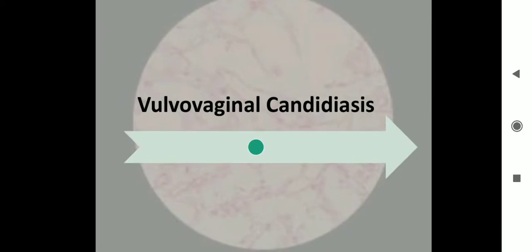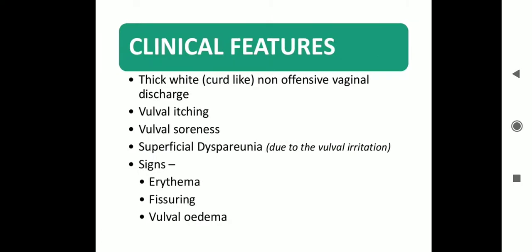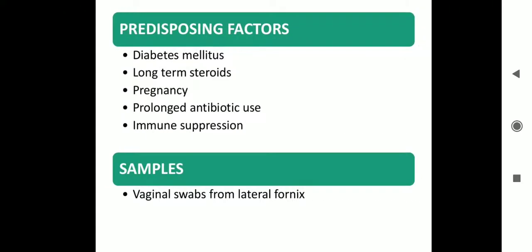The next thing which you see common in our OPD is vulvovaginal candidiasis. It is a fungal infection, an oval budding fungus. The pathogen is 80 to 92% Candida albicans, non-albicans species being Candida glabrata, Candida tropicalis and even yeast. Clinical features are thick, white, curdy-like, non-offensive vaginal discharge, vulval itching, vulval soreness, superficial dyspareunia due to vulval irritation, signs being erythema, fissuring, vulval edema.